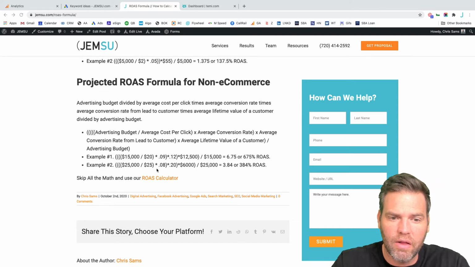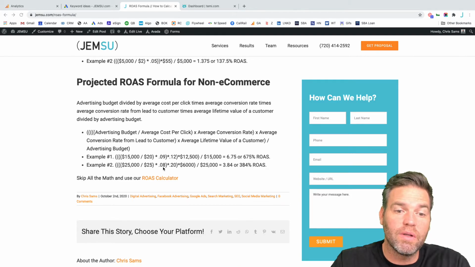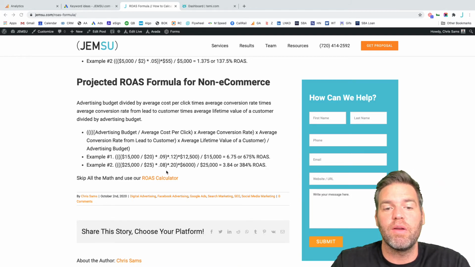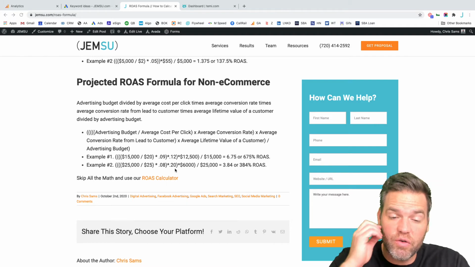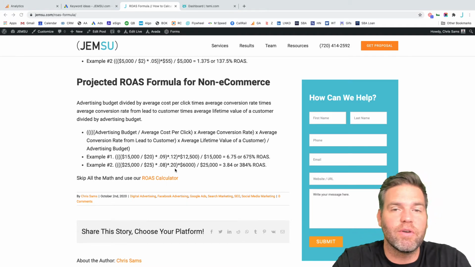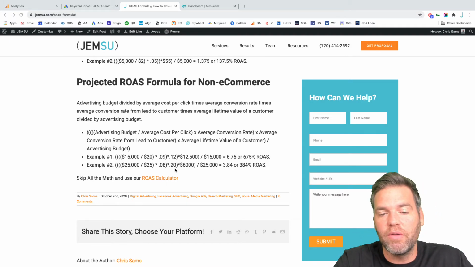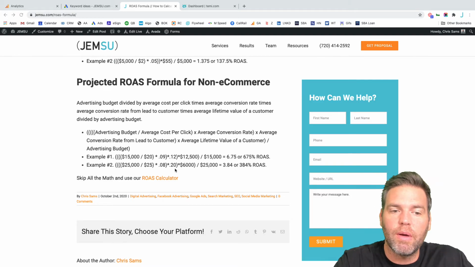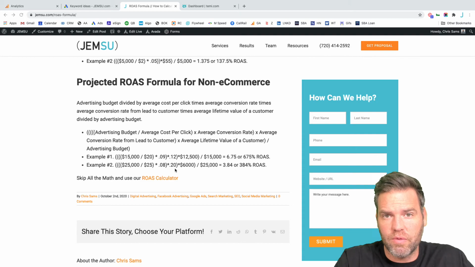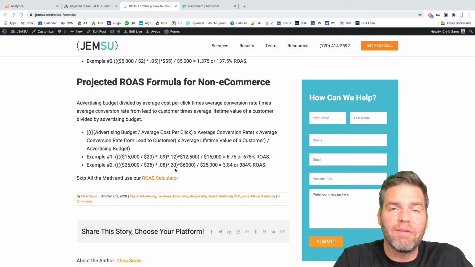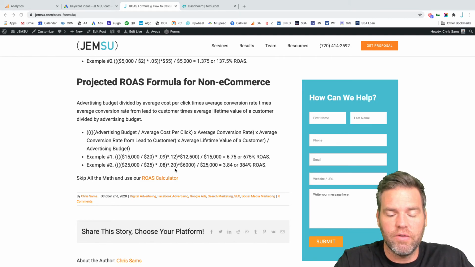And the last example here is if you had an ad spend of $25,000 with an average cost per click of $25 and a conversion rate into a lead at 8% with a conversion rate from lead to customer at 20%, and an average lifetime value of the customer of $6,000, then you'd be looking at a 384% return on ad spend. So that's how you project your return on ad spend for non-e-commerce. You simply just add in the conversion from lead to customer and the lifetime value of that customer.